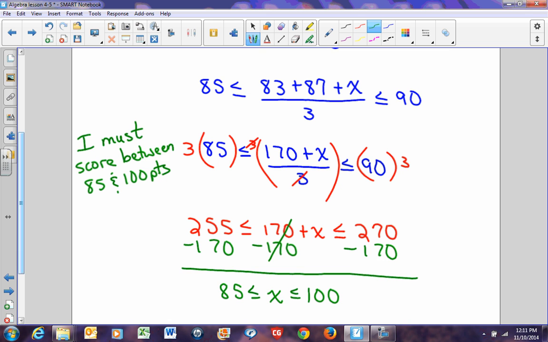And of course, since it can equal 85 and it can equal 100, you need to use the word inclusive. I must score between 85 and 100 points inclusive.